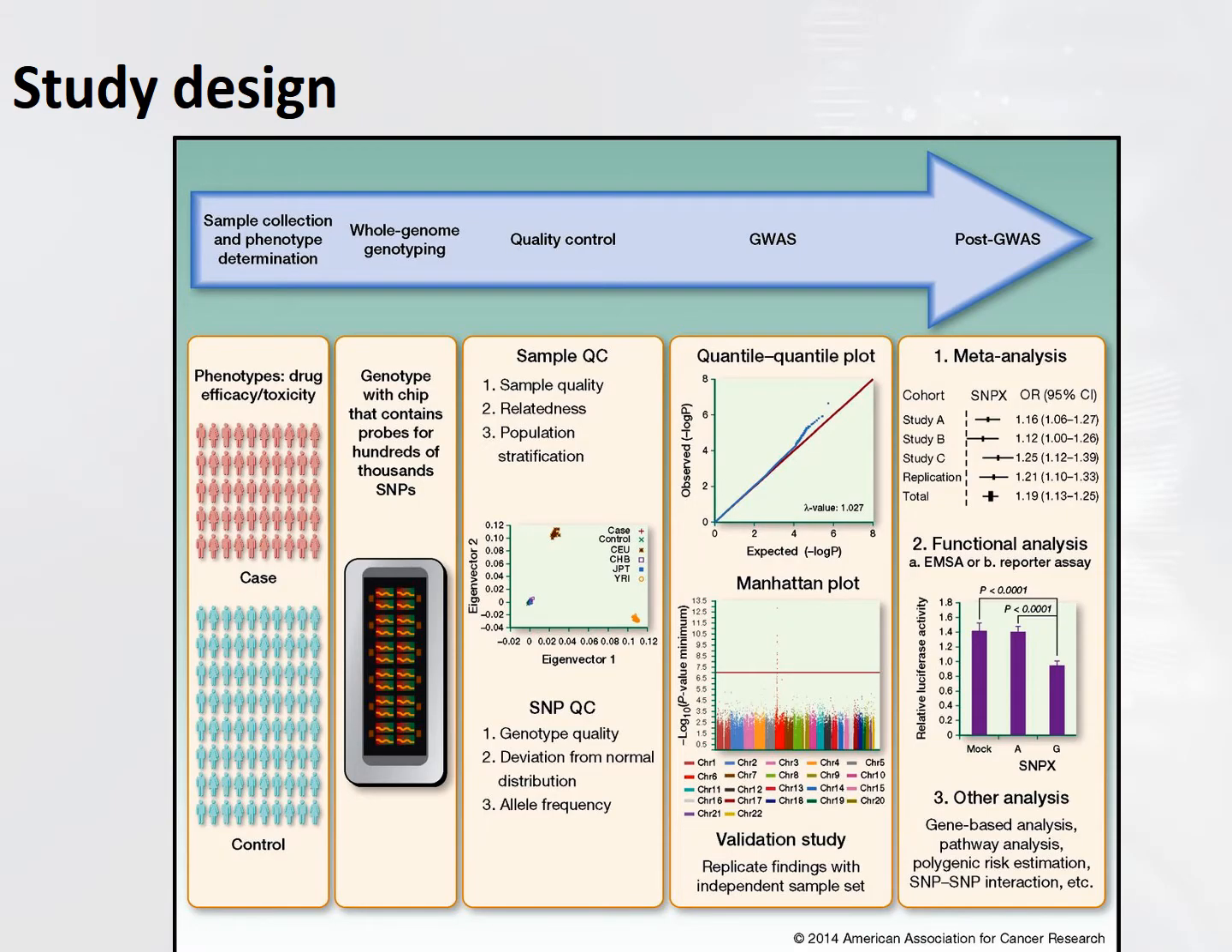So all GWASs employ the same study design. In general, study designs for complex traits and multifactorial disorders are either cohort studies or case control studies. The majority of studies for GWAS are usually case control studies, where you have a case group with people that display a certain phenotype or have a certain disease, and a control group that does not have that disease.